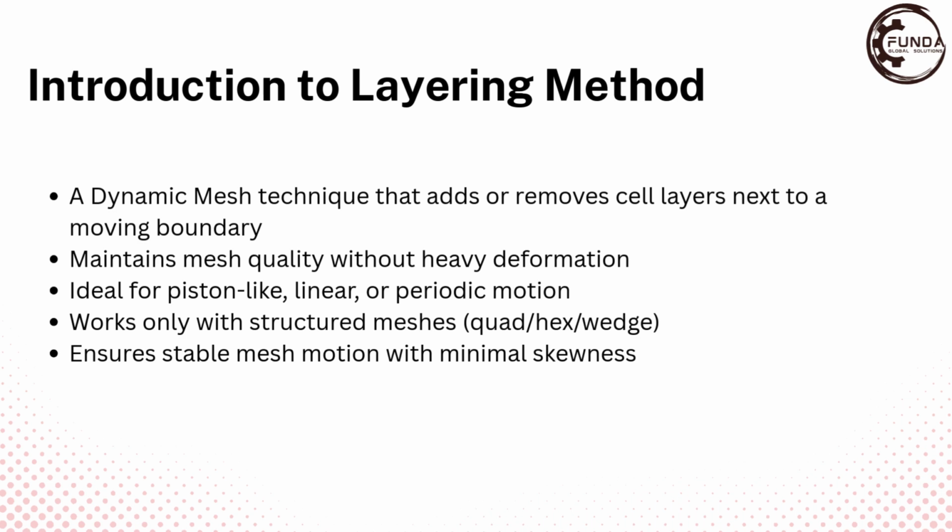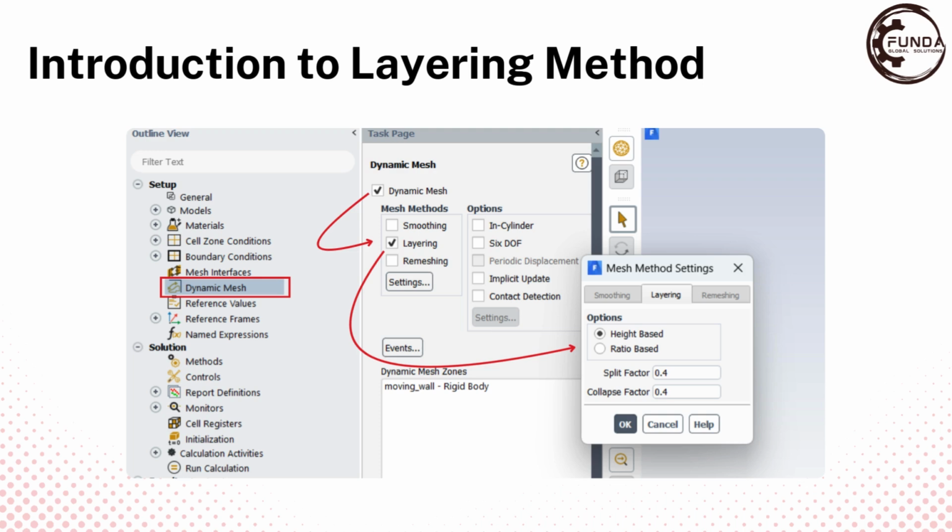The layering method is one of the simplest yet most powerful approaches to handle mesh motion where the boundary moves in a structured direction, like pistons, walls, wave paddles, or valves. Instead of deforming mesh cells, layering adds or removes layers of cells next to the moving boundary to maintain mesh quality. In Fluent, the layering method comes with two control options, height-based layering and ratio-based layering.